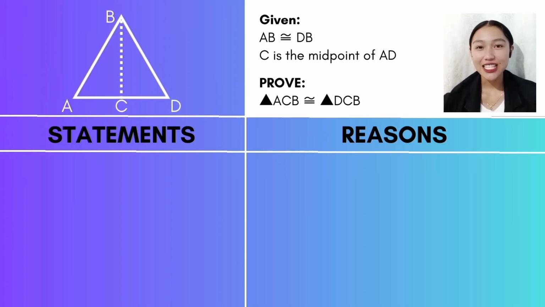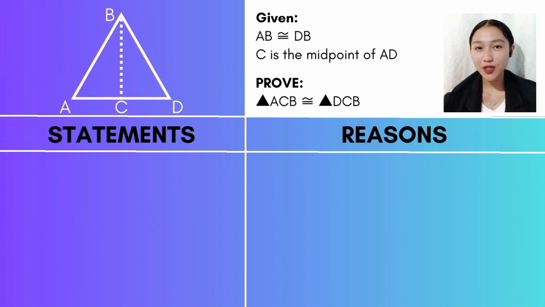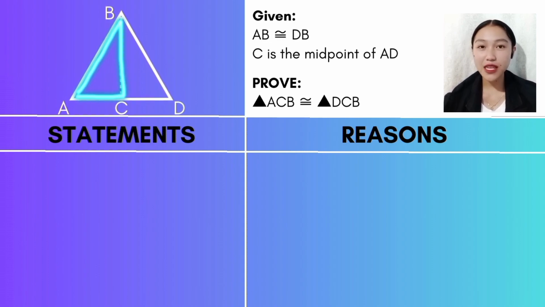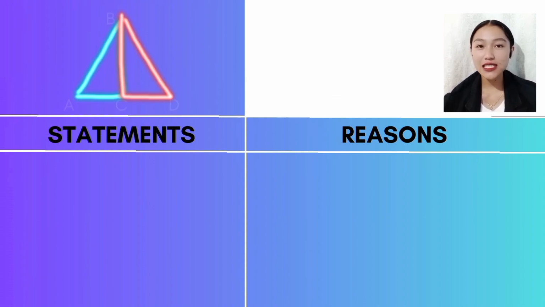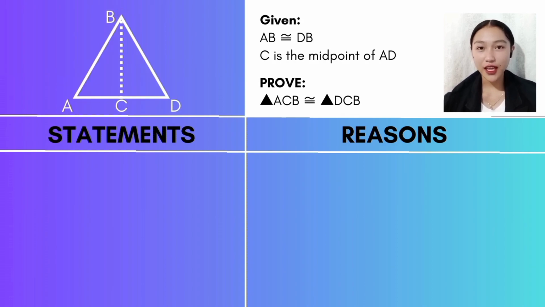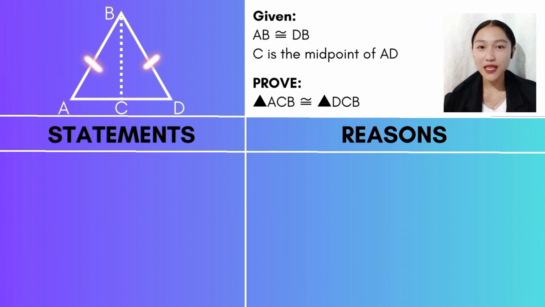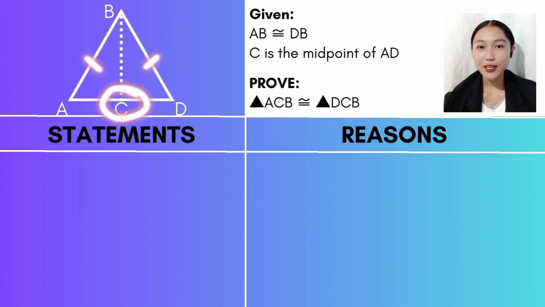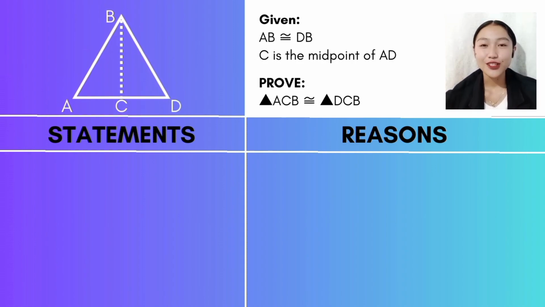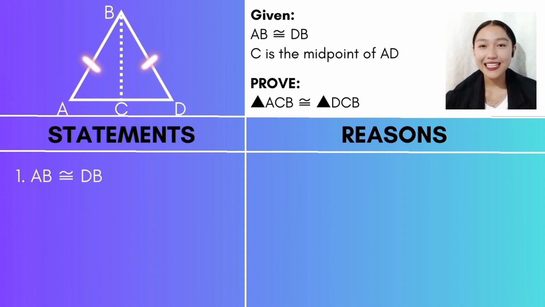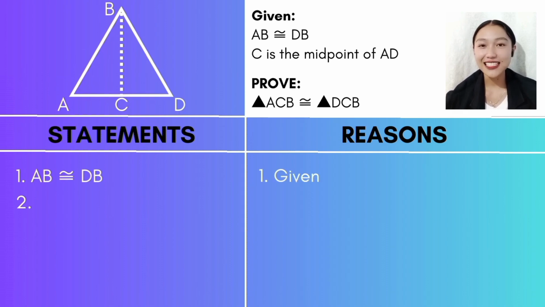Our task is to prove the congruence between triangle ACB and triangle DCB. From the given, we have AB is congruent to DB and C is the midpoint of AD. For the first statement, we can say that AB is congruent to DB and this is given. Second, C is the midpoint of AD.